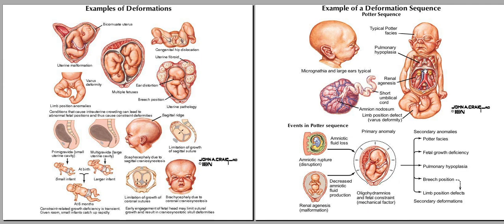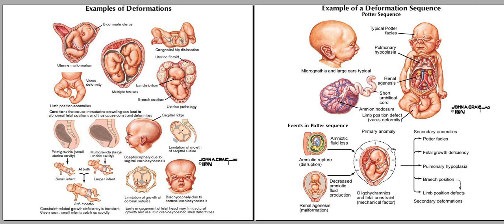Okay. Alright, so with the deformation sequence that is in Potter's sequence, you could see the typical photos, Potter faces, the pulmonary hypoplasia, that is with the lungs over here. See the renal agenesis too, the short umbilical cord over here, the amnion nodosum too could be found over here, and see how the club foot deformity too is being formed, as a limb position defect. Okay.